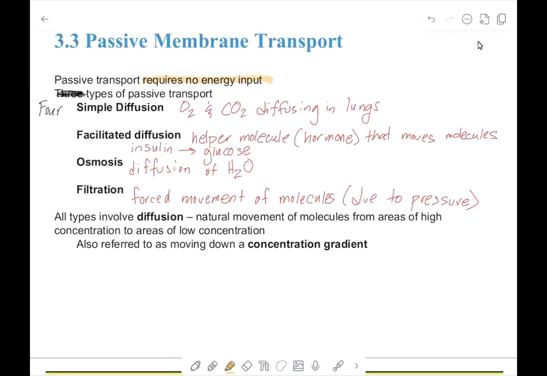So all types are going to involve diffusion, which really is the natural movement of molecules from a high concentration to low concentration. Since it's going from an area of high concentration to low concentration, it does not require ATP. So imagine that there is a high concentration of particles on this side of the membrane. There's always going to be movement of particles from where there is a greater amount to an area of lesser amount. And we'll see these in more detail next.